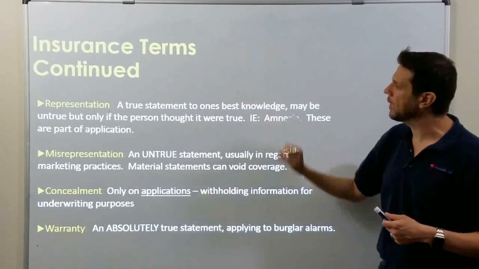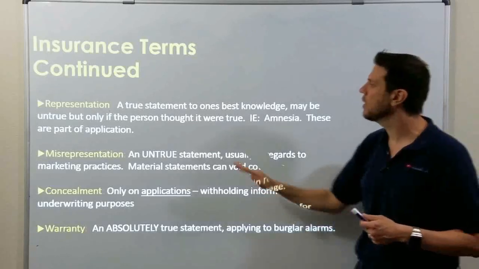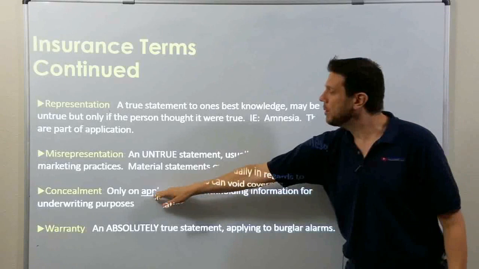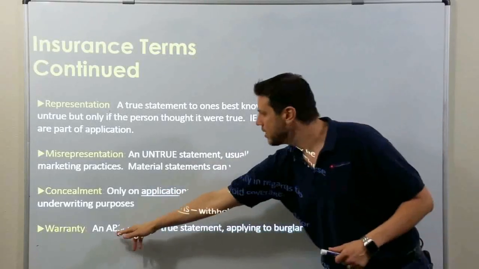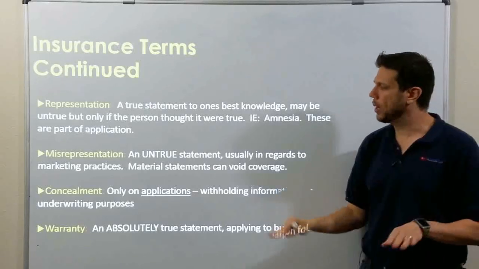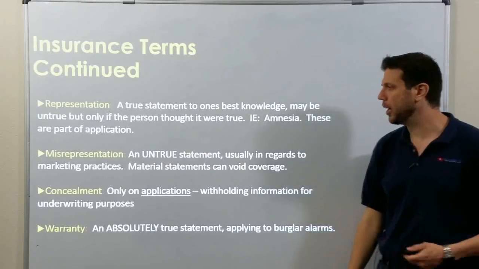Representations are statements on an application. Misrepresentations are lies. Material misrepresentations are big lies. Concealment is withholding information, and warranty is a guaranteed, literally true statement. There is no question as to whether or not it's true or not.